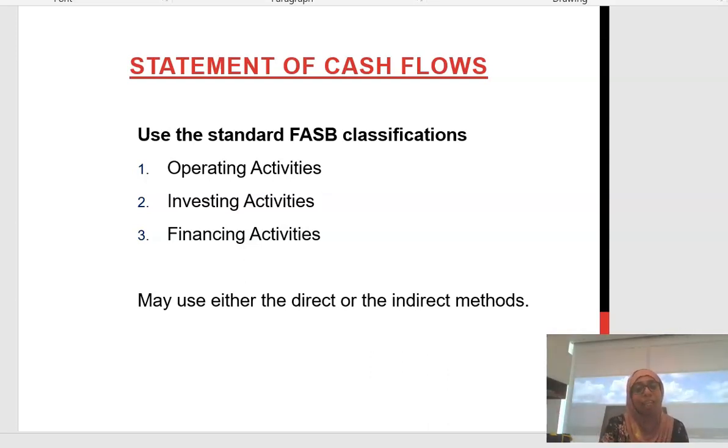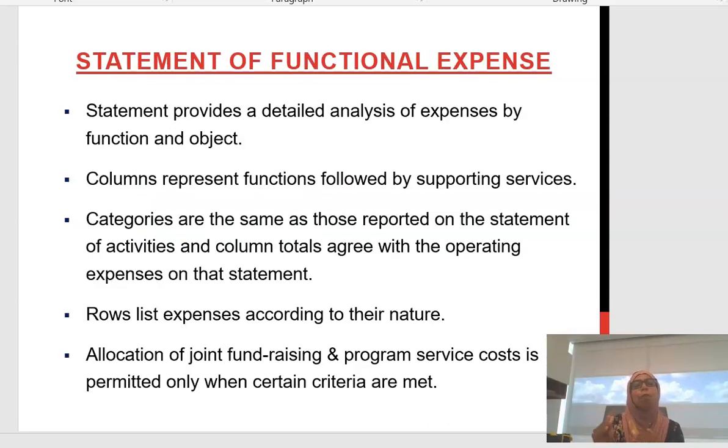Now you will see the 4th type of statement, which is the statement of functional expenses. This one is very important, and it's a major difference between for-profit financial statements and not-for-profit financial statements. A for-profit business doesn't need to prepare this statement of functional expenses, but for a not-for-profit, it's now required. And you have to put it as a separate statement or as a part of a footnote or within the statement of activities. Here, a not-for-profit will show a detailed analysis of all of their expenses.